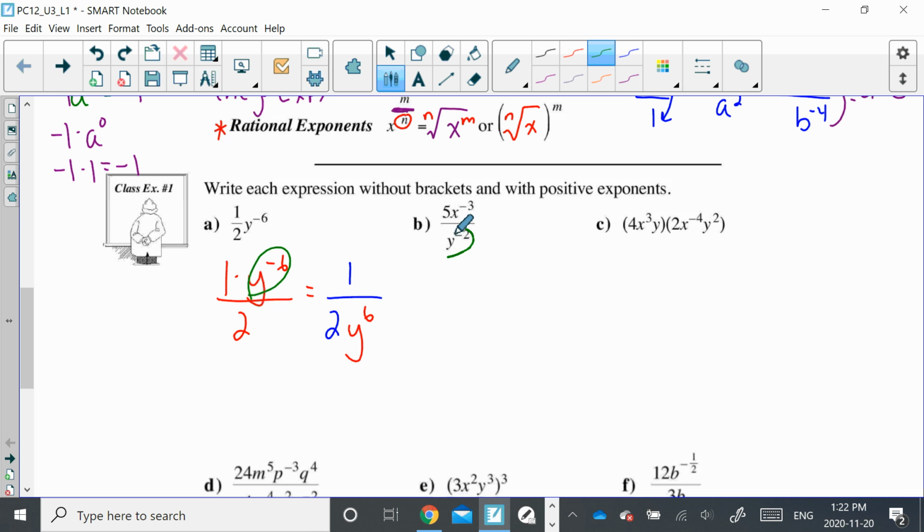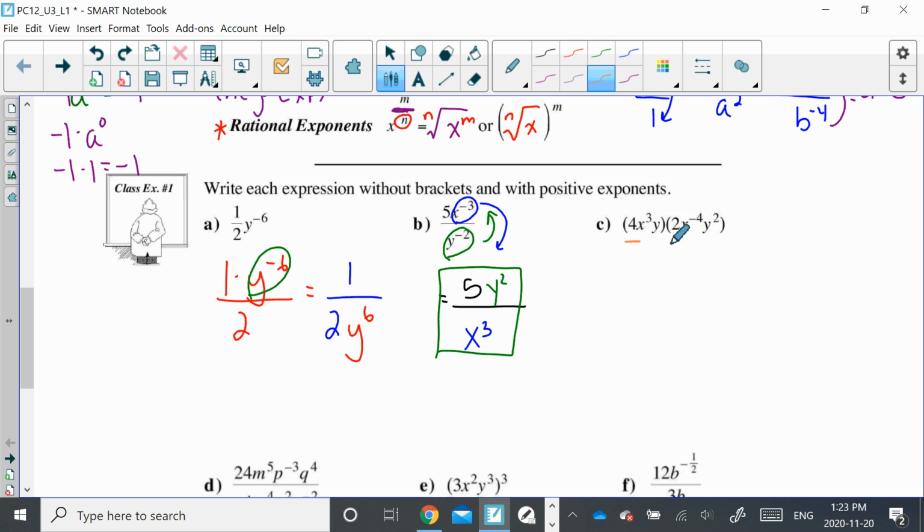Okay, this exponent is negative. It goes up. This exponent is negative. It goes down. Now, this negative 3 applies to the x. It does not apply to the 5. So the 5 stays exactly where it is because it doesn't have a negative exponent on the 5. That's the only way the 5 would move. The x to the negative 3, if I write it in the denominator, it becomes positive. And I'm going to write the y squared up here. And this would be your answer.